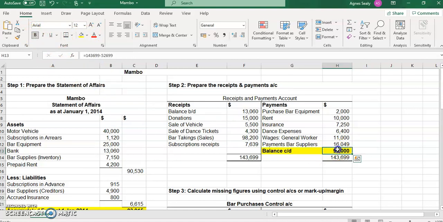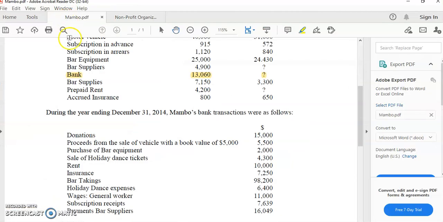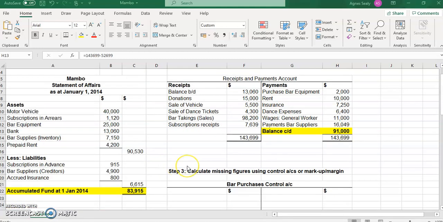$91,000. So now we know our closing bank figure, and we don't need to try to figure out the closing bank figure anymore. We just calculated it. So now we know that our closing bank figure is $91,000. And when we get to do the statement of financial position, we can enter that $91,000 there for our bank. So we have completed our step 2, and then we are going to move on to our step 3.